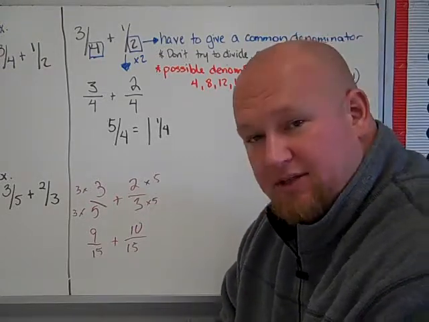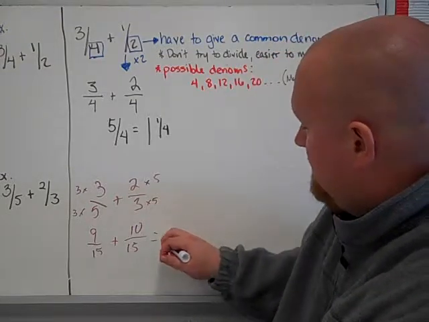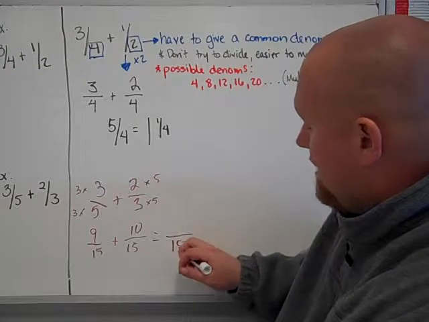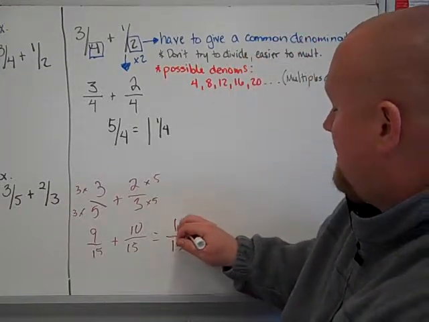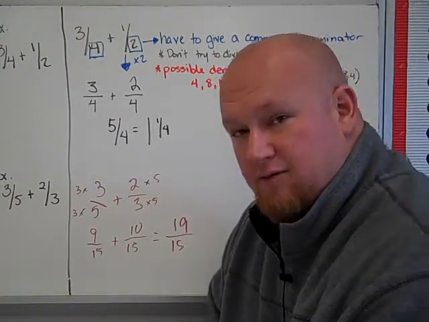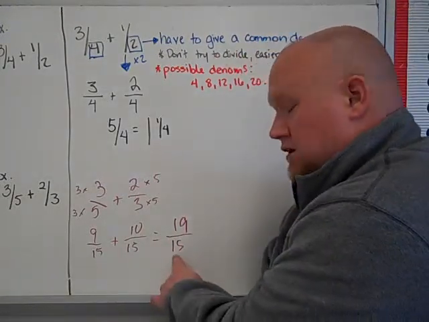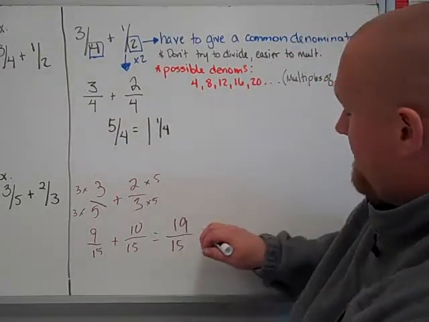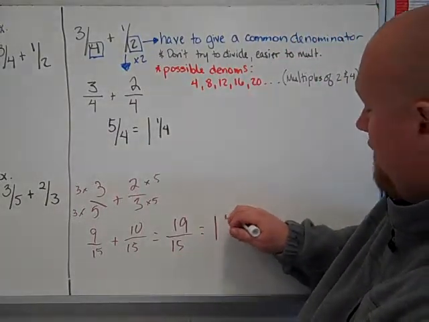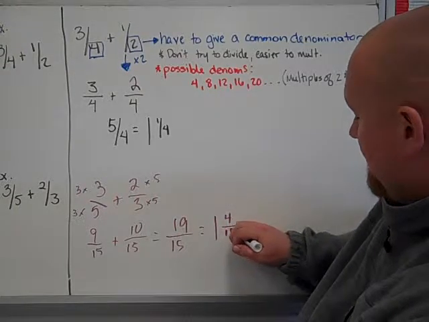9 fifteenths plus 10 fifteenths. Denominators are always the same. We don't add them together. Do not add them together. 9 plus 10 is 19. Well, now it's a matter of revising or regrouping because this is an improper fraction. Well, we have one full set of 15, and then we have 4 fifteenths left.